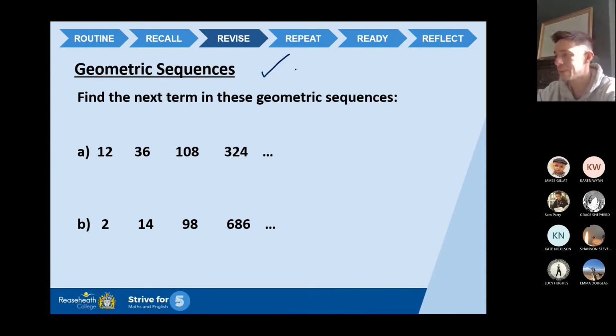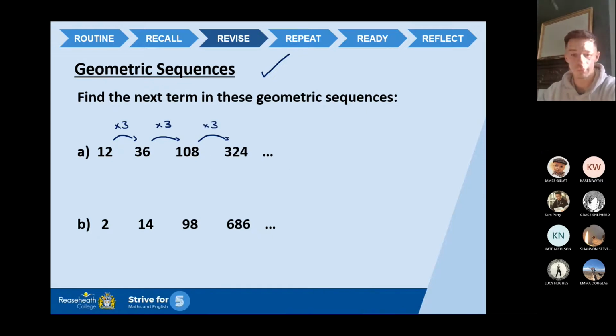Find the next term in these geometric sequences. So you'll notice, guys, that the gaps between these numbers get bigger and bigger and bigger. So the gap between 12 and 36 is smaller than the gap between 36 and 108. So what we essentially need to do is work out, well, what's the rule? What are these numbers going up by? Well, I know to get from 12 up to 36, I need to times it by 3. Now, if I test that and do 36 times 3, brilliant, I get 108. So it appears the rule is times by 3 each time.